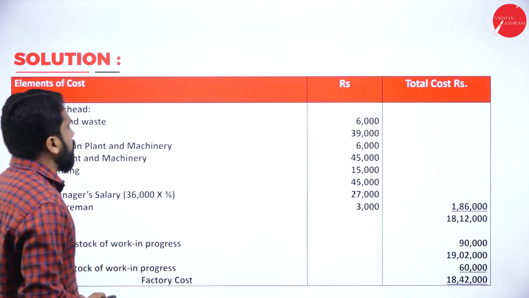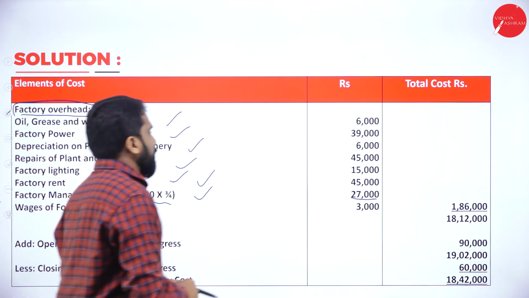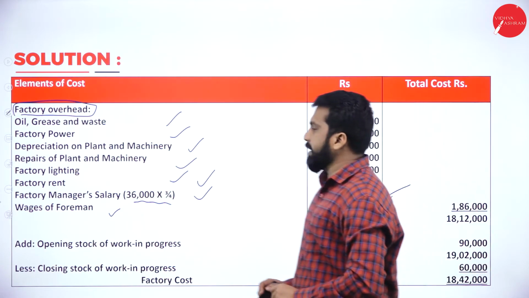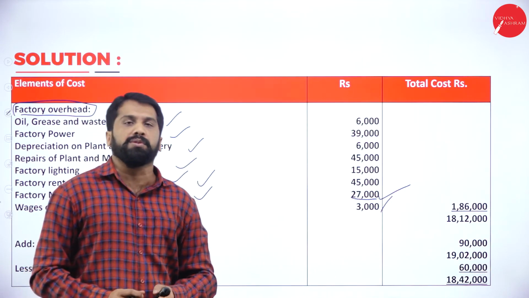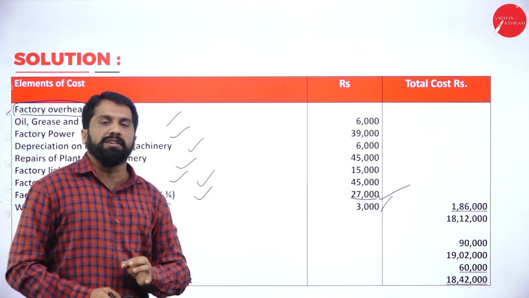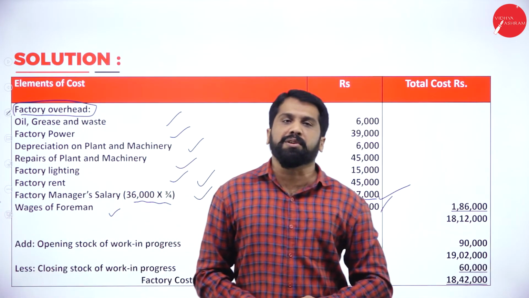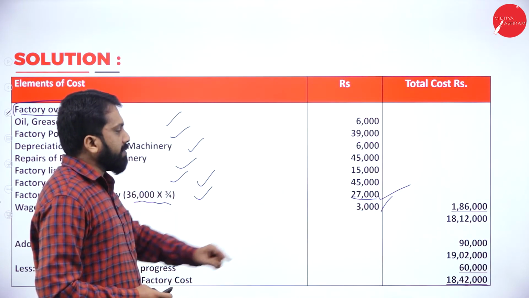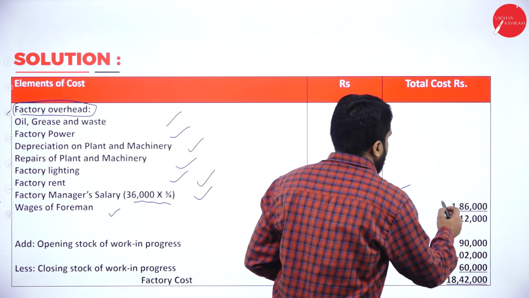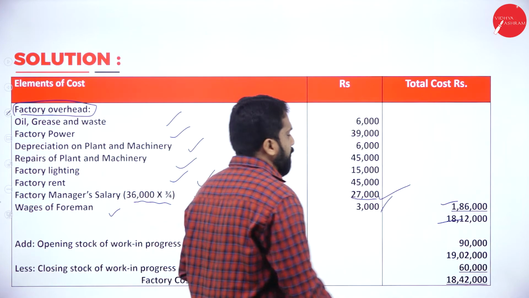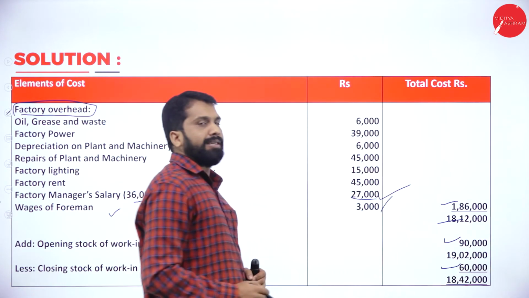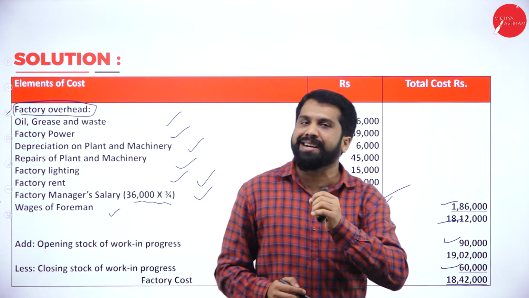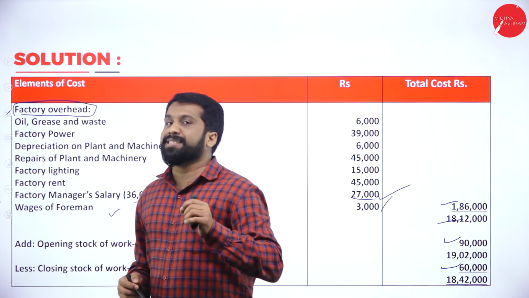Now, as per this, check: 27,000 we have considered, and then wages of foreman we have also taken. Once that is done, what should we do? Add opening stock of work in progress minus closing stock of work in progress. Remember this. Like 18 lakh 12 you got, opening is 90,000, closing is 60,000. Add and minus. Always remember, all the opening stocks are additions, all the closing stocks are subtractions.